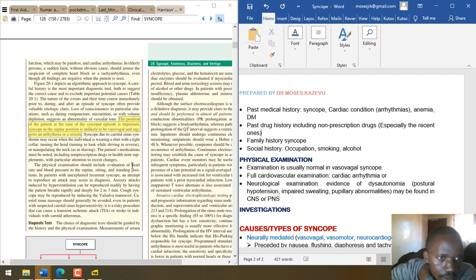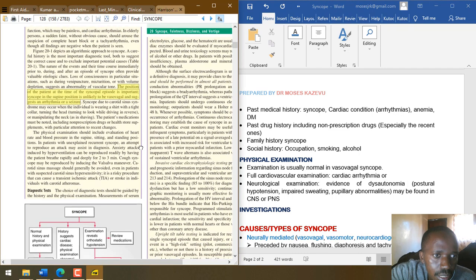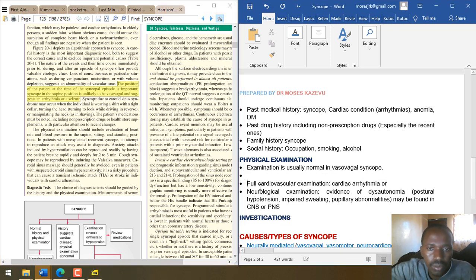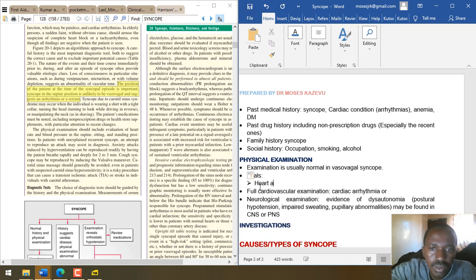So the physical examination should include evaluation of the heart rate and the blood pressure. Okay, so vitals are very important. Under the vitals is the heart rate and blood pressure, in the supine, sitting, and standing positions.